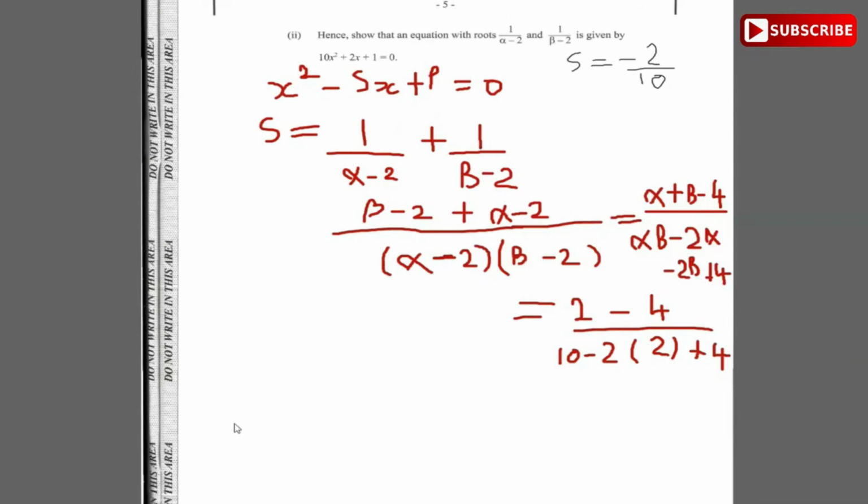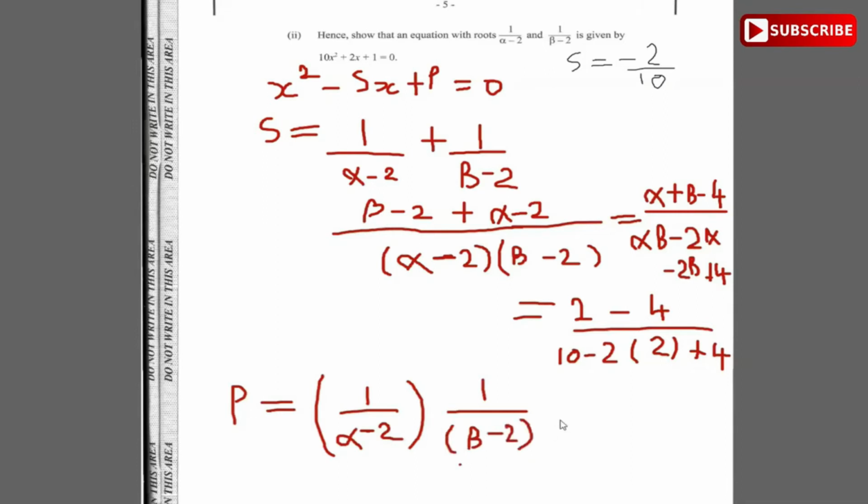Now their product P is going to be equal to 1 over alpha minus 2 times 1 over beta minus 2. When I multiply these two, what am I going to get? I'm just going to get 1 over alpha times beta, which is alpha beta, minus 2 into alpha plus beta plus 4.